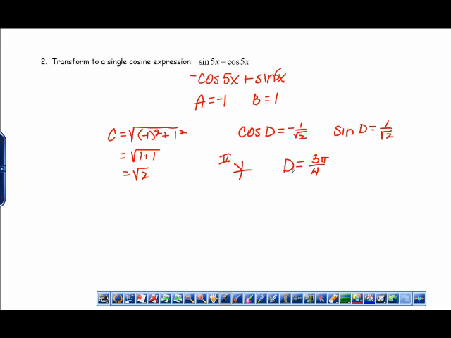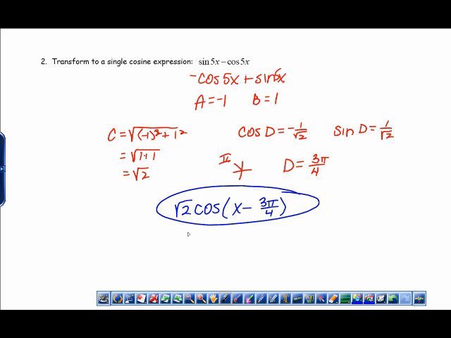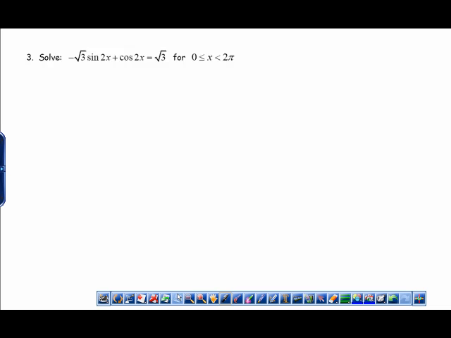Okay, I know what c is, I know what d is, so I'm ready to write the problem. Remember that it's c cosine x minus d. So c is root 2. We've got cosine, parentheses, x minus d, which is 3 pi over 4. And keep in mind, to get this, I'm just using the right-hand side of that expression, c cosine x minus d.